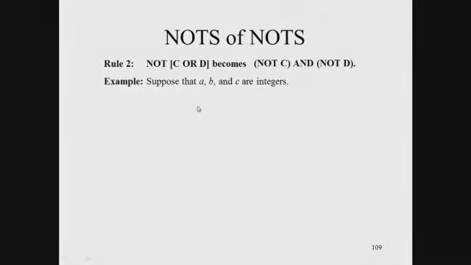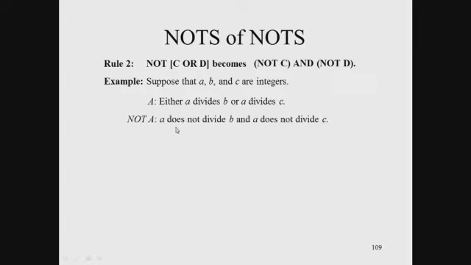Okay, just as the word and changes to or when you take the negation, so the word or changes to and. So not C or D becomes not C and not D. For example, let's suppose A, B, and C are integers, and suppose I said to you, either A divides B or A divides C. What does it mean to say that this statement is not true? A does not divide B and A does not divide C. Exactly. A does not divide B and A does not divide C. Notice the or changes to an and, and you put the word not in front of A divides B and A divides C.